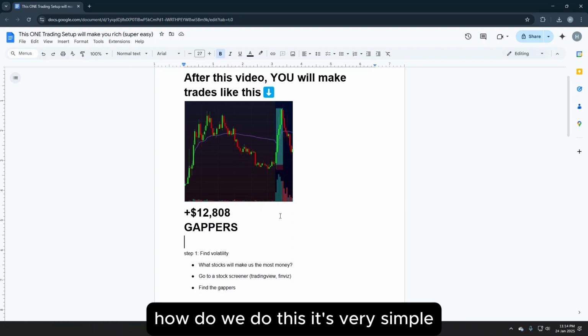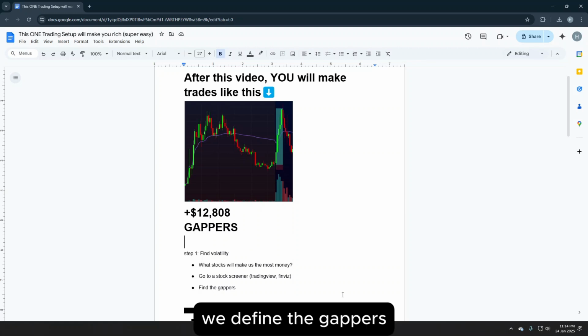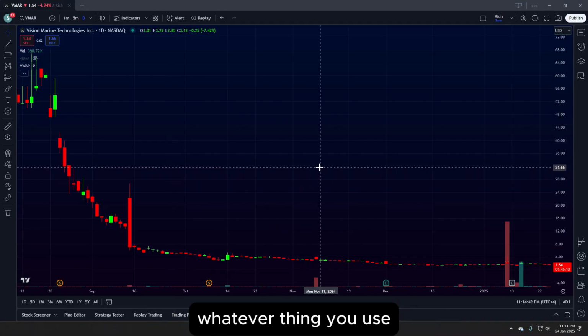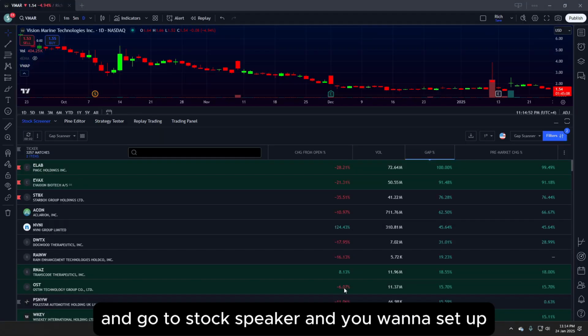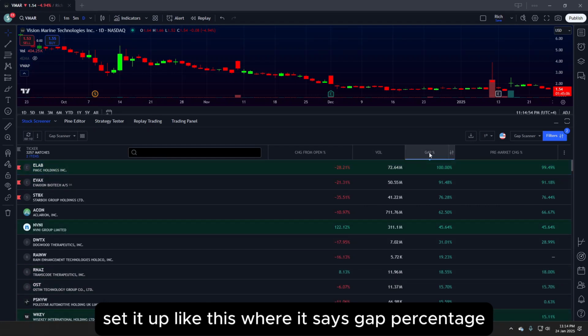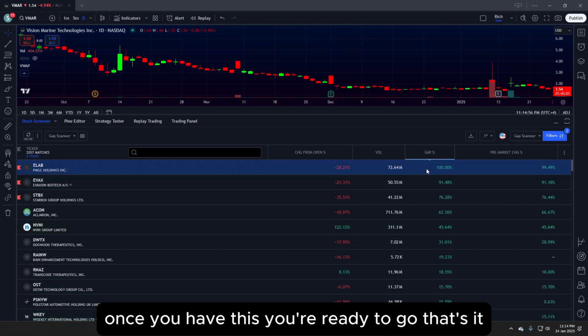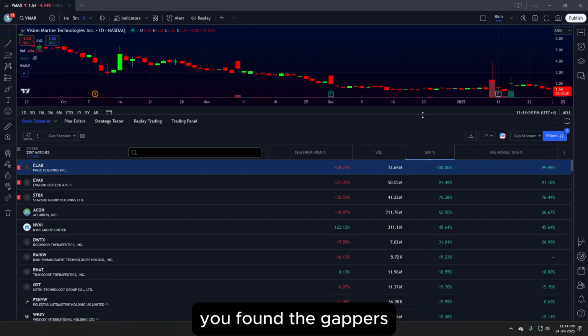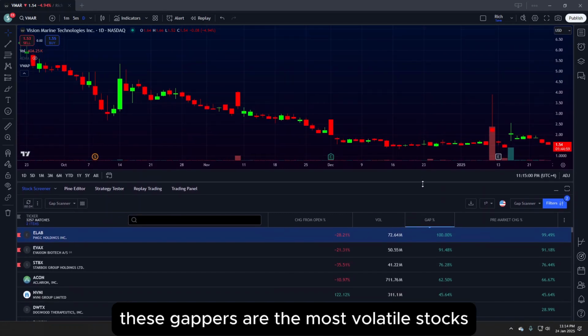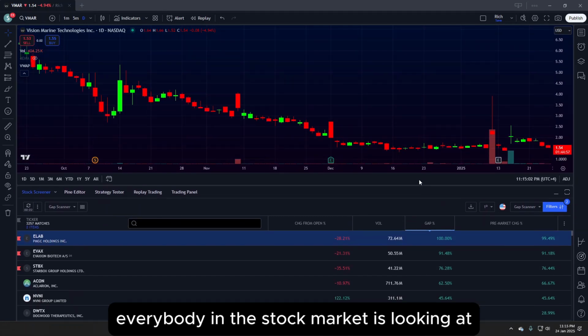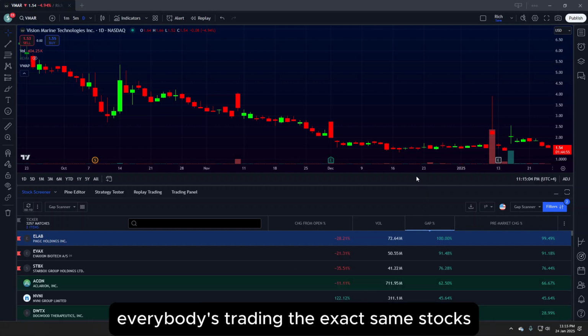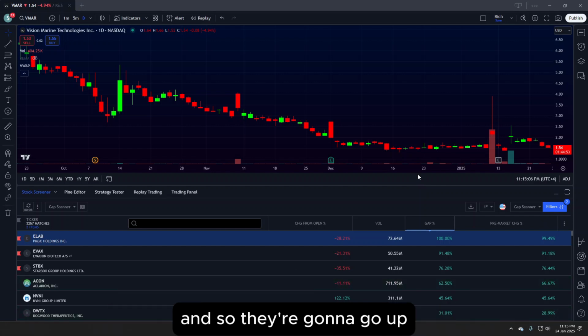And how do we do this? It's very simple. We need to find the gappers. So go to TradingView or whatever thing you use, and go to the stock screener, and you want to set it up like this where it says gap percentage. Once you have this, you're ready to go. That's it. You found the gappers. These gappers are the most volatile stocks. Everybody in the stock market is looking at the exact same stocks. Everybody's trading the exact same stocks, and so they're going to go up.